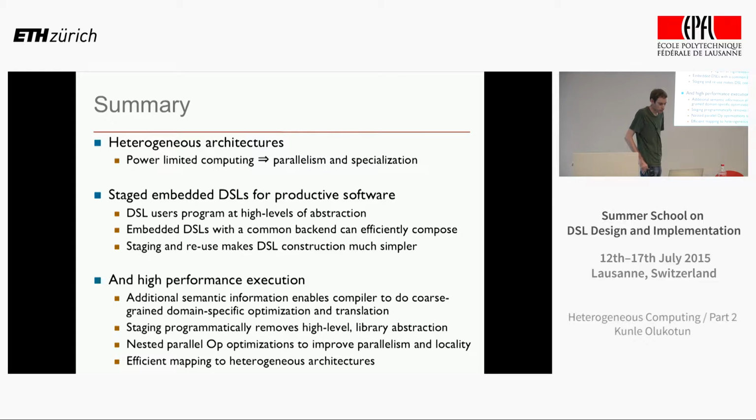And finally, because of staging and because of Delite, building each DSL becomes incremental rather than having to build a whole other compiler from scratch. And then you can get high performance execution through staging to remove abstraction, through the rewrite rules I talked about, through domain-specific optimizations, and through architecture-dependent mappings for GPUs and so on. If you do all that, you have a chance of running high-level programs really well on multiple architectures. So thank you. Any questions?